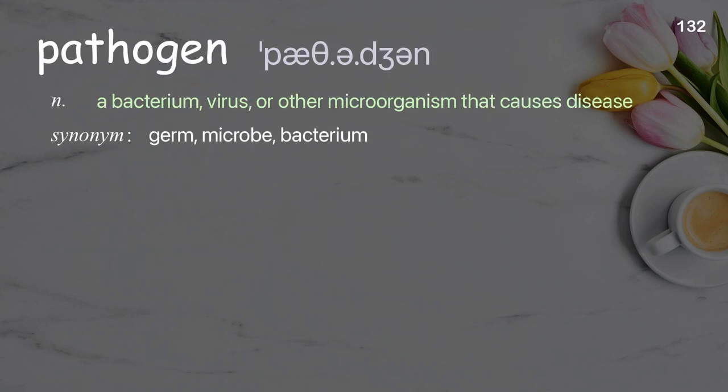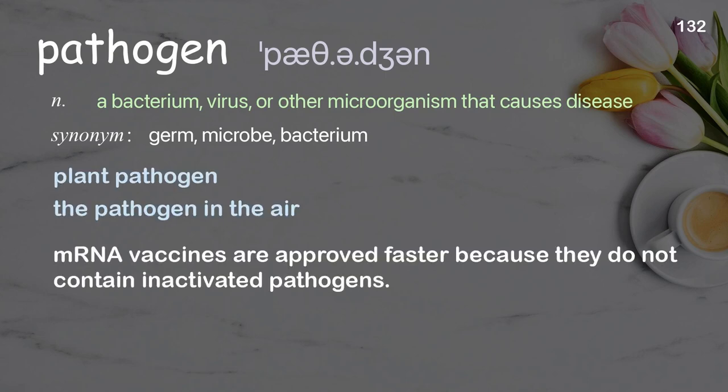Pathogen. A bacterium, virus, or other microorganism that causes disease. Examples: plant pathogen. The pathogen in the air. mRNA vaccines are approved faster because they do not contain inactivated pathogens.